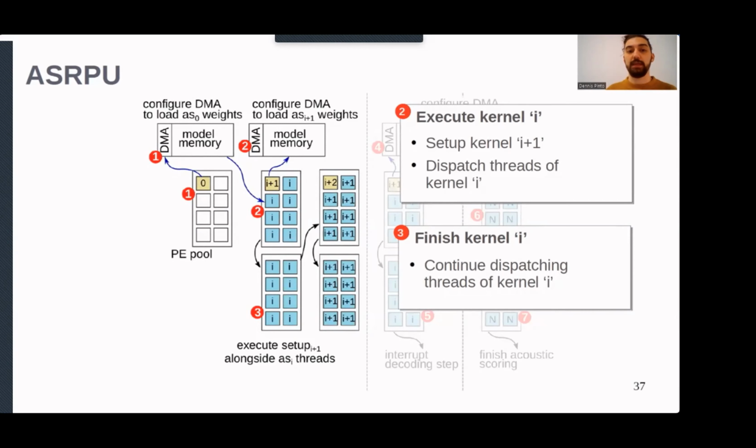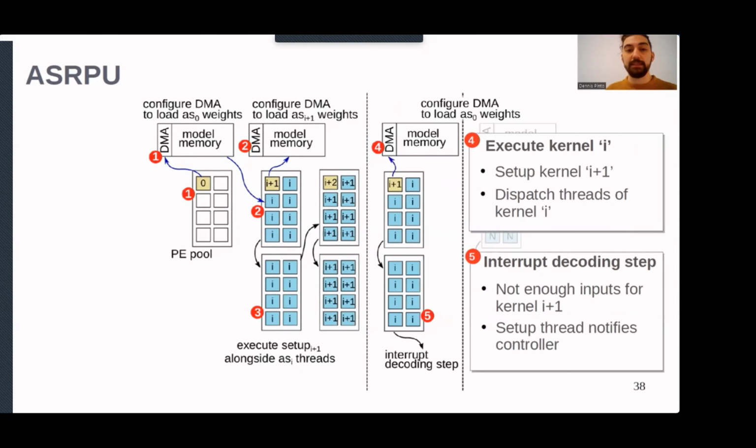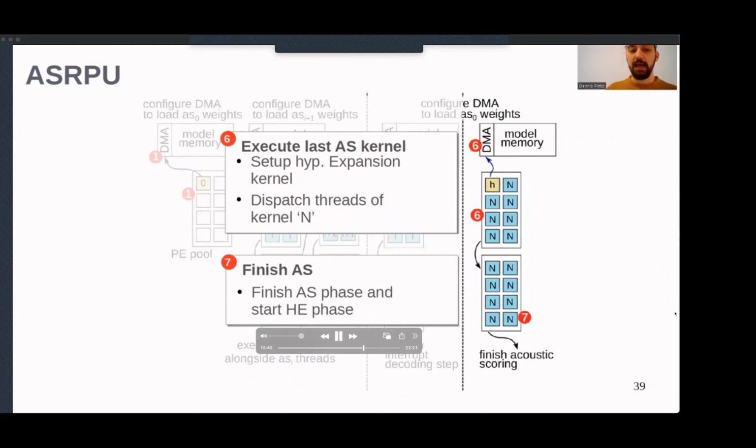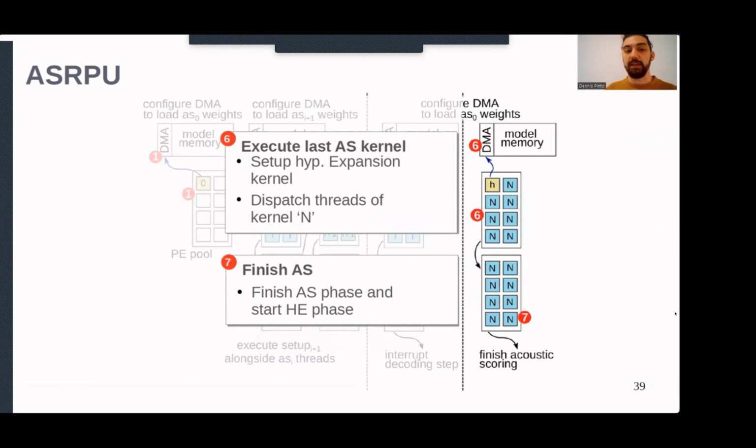And second, compute the number of outputs that i plus 1 will generate and reserve the space in the shared memory to store them. At this point, if the setup function determines that kernel i will not generate enough outputs to compute kernel i plus 1, it can notify the ASR controller. The ASR controller will stop the execution of the decoding step once the execution of the current kernels finishes. In the usual case, kernel i will generate enough outputs to compute the next kernel.